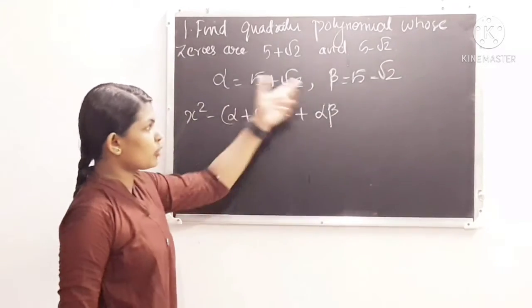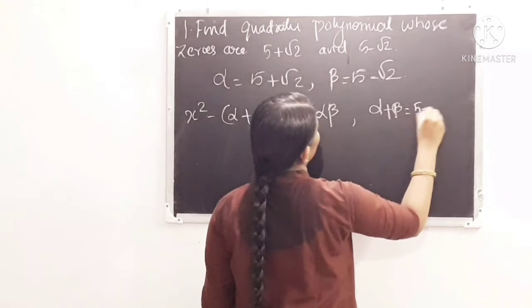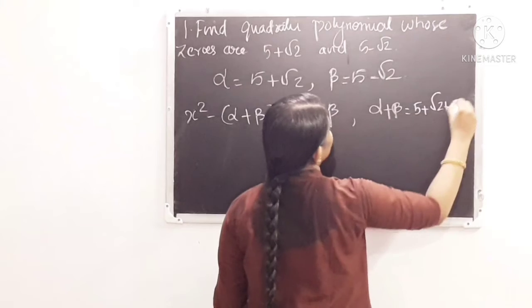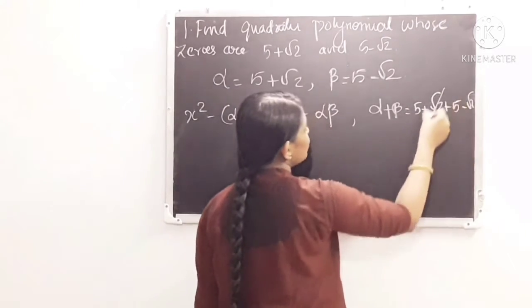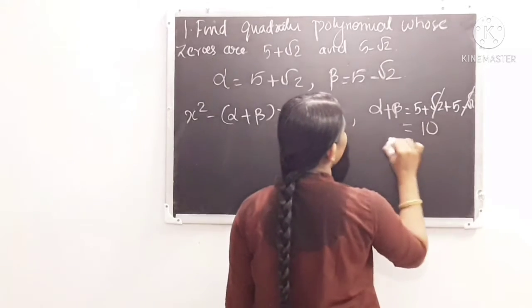So what is the sum of the roots here? Alpha plus beta is equal to 5 plus root 2 plus 5 minus root 2. So this root 2 and minus root 2 get cancelled. So it will be equal to 10. So the sum of the roots is 10.